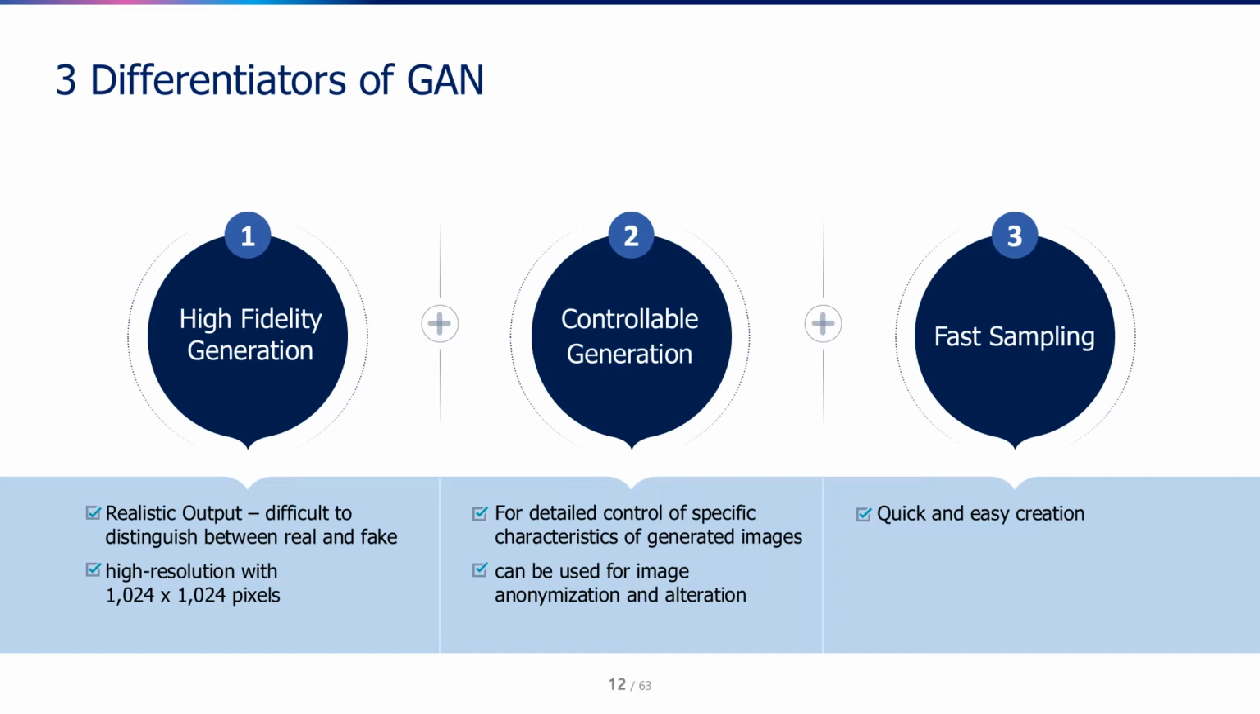Thanks to the controllability, GAN models can be also used for image anonymization and alteration as well. The last point is fast sampling, which enables quick and easy creation, which is a huge plus compared to other AI models when the same computing power is given. Let's take a look at each differentiator in more detail.